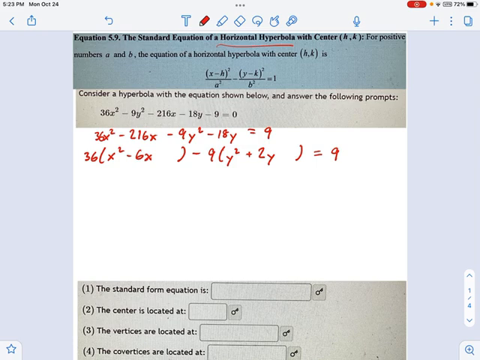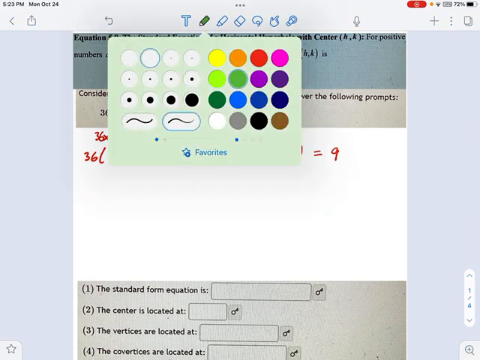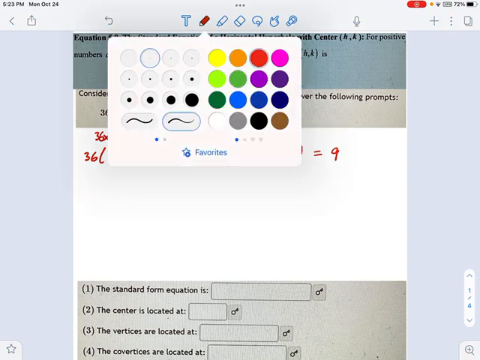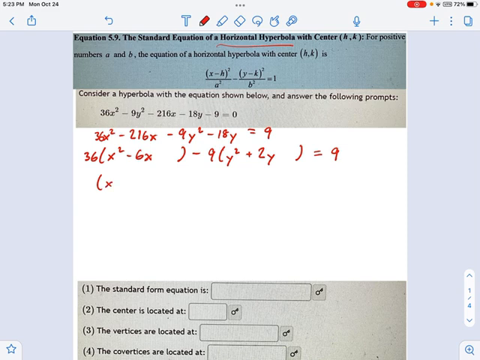Now what we want to do is complete the squares. The first thing I'm going to do is think about this x squared minus 6x. Well, that's kind of like x minus 3 squared, right? Except when you square that negative 3, you get a plus 9. So we have to add that plus 9 in here, which means we also have plus 36 times 9 on the right side to keep the equation balanced.